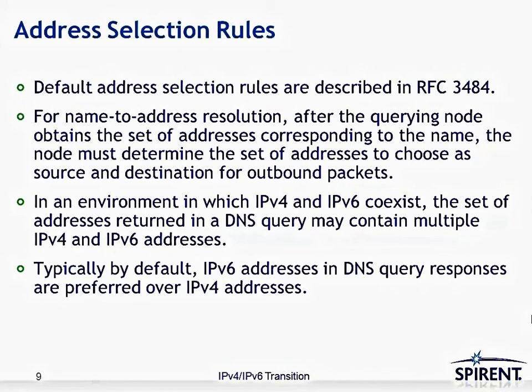And as I mentioned, what if you get back multiple addresses, either a combination of IP version 4 and IP version 6 or multiple IPv6 addresses? So RFC 3484 was written to address that. As you can see in this slide, typically by default, IP version 6 addresses in the DNS query responses are preferred over IP version 4 addresses.